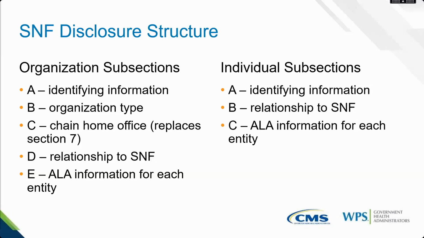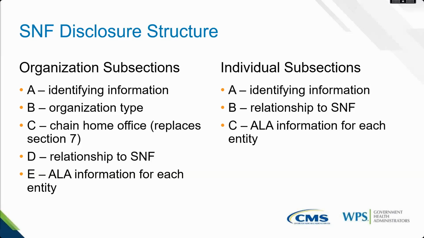And then subsection E is going to be the adverse legal action or the ALA information. There's no change here. That information is the same as what every provider is used to giving on a CMS 855 application. Now for individuals, the section is a lot smaller, but we have some of the same information. Subsection A is going to be that identifying information, exactly what's asked for in 6. Name, social security, national provider identifier, NPI if they have it, PTAN if they have it. We're asking for that same information.